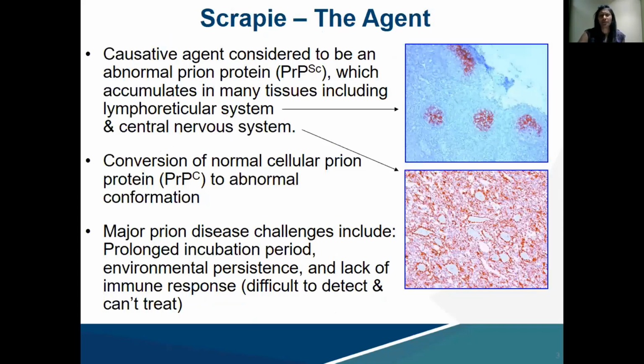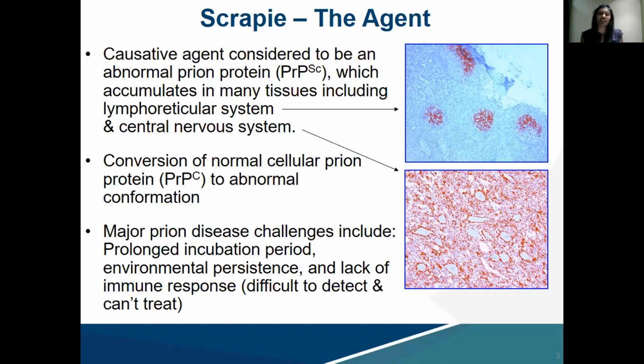Just a little bit about the agent. It's caused by a rogue version of the prion protein, which accumulates in many tissues, as I'll talk about. Some of the key ones are the lymphoreticular system, which involves our immune system and the lymph fluid that goes through our body, as well as our central nervous system, which is pretty important as far as being compatible with life. What happens is that we have the normal prion protein, something happens, and it converts into this rogue or abnormal prion protein.